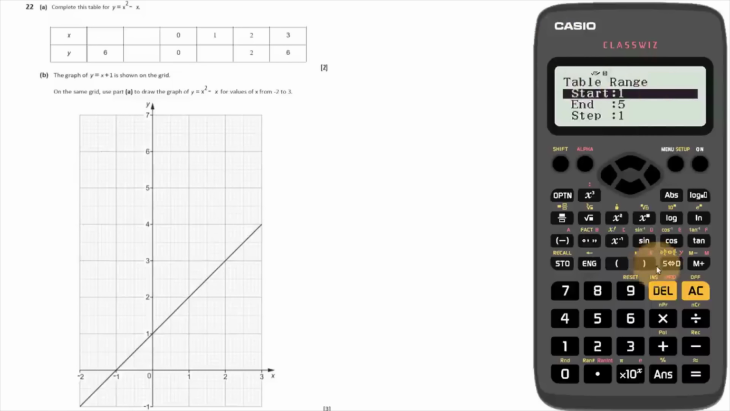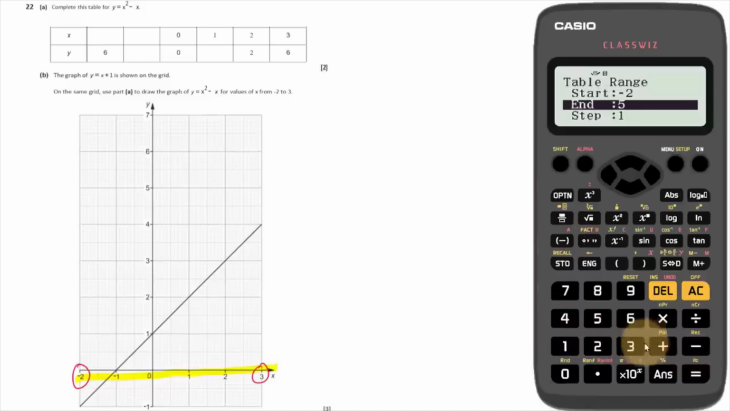Then the start value is going to be, well, I would look at the table. If it gives you an x value, fine. If it doesn't, then what you can do is just look at the x-axis on your diagram and then pick out the number on the far left and the far right as your start and end values. So I'm going to be starting at -2, ending at 3. Now the step is what we're going up in. You can see here we're going up in ones, so we're going to go up in ones, and then press enter. You can see I'm going to get a nice table displayed with all the values in that I need.